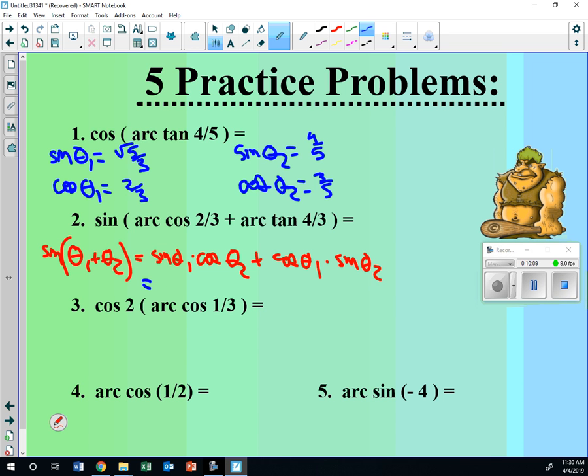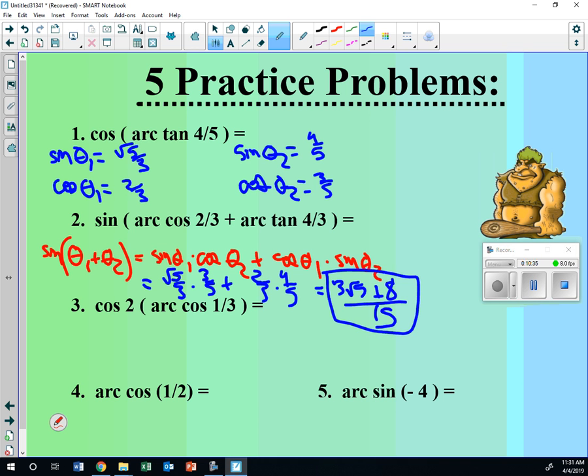Sine of theta 1, square root of 5 over 3. Cosine of theta 2, that's 3/5. Cosine of theta 1, that's 2/3. And sine of theta 2, 4/5. So that's going to be equal to 3 square root of 5 plus 8 all over 15. Pretty ugly, but that's what it is.